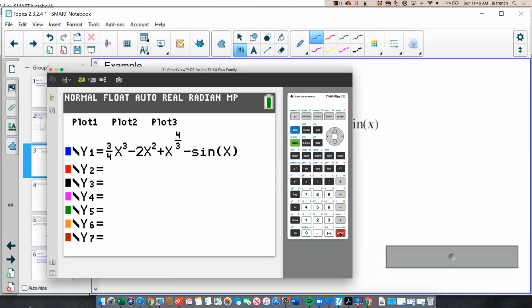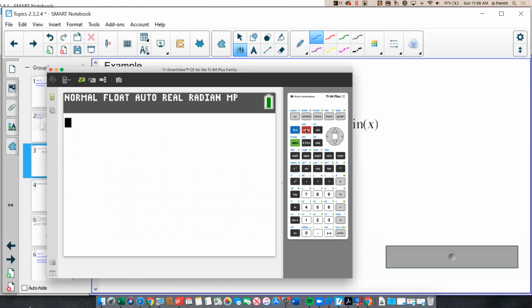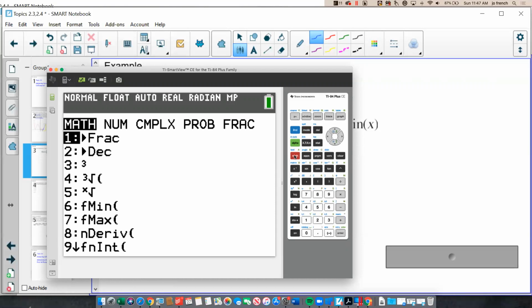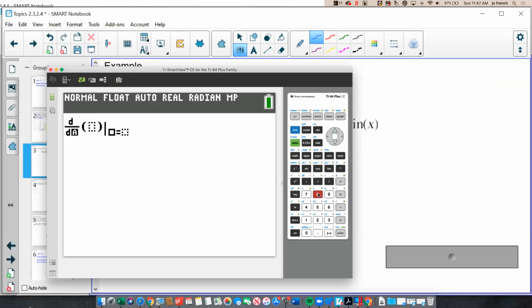The next thing I do is I go back to my home screen and I call up my derivative function, which I can find in my math menu. And down here, option 8, where it says nderiv, that's my derivative equation. So I'm going to select number 8. And now you can see it looks very similar to our d/dx derivative notation. And I'm going to take my derivative with respect to x.